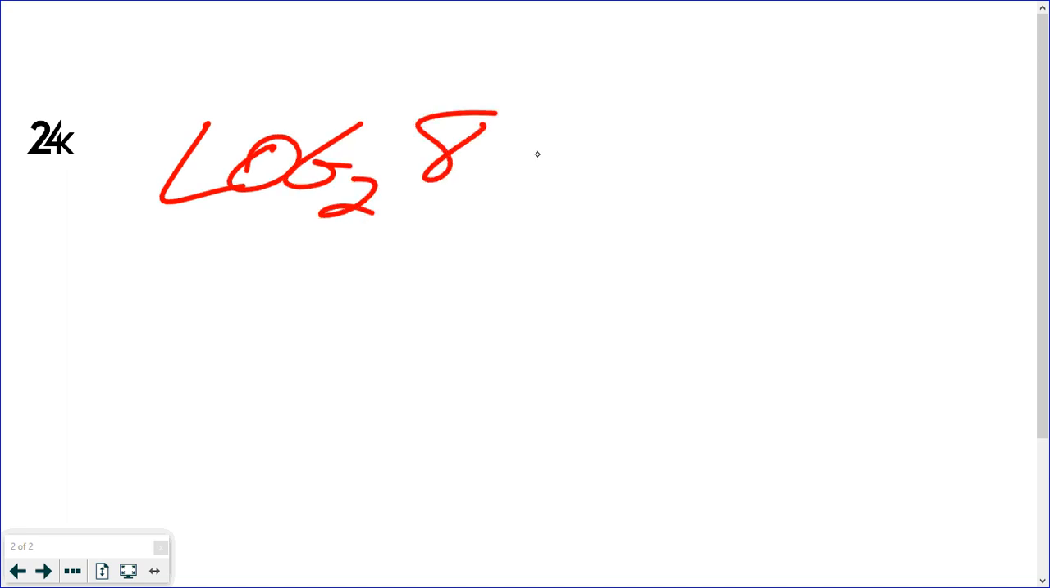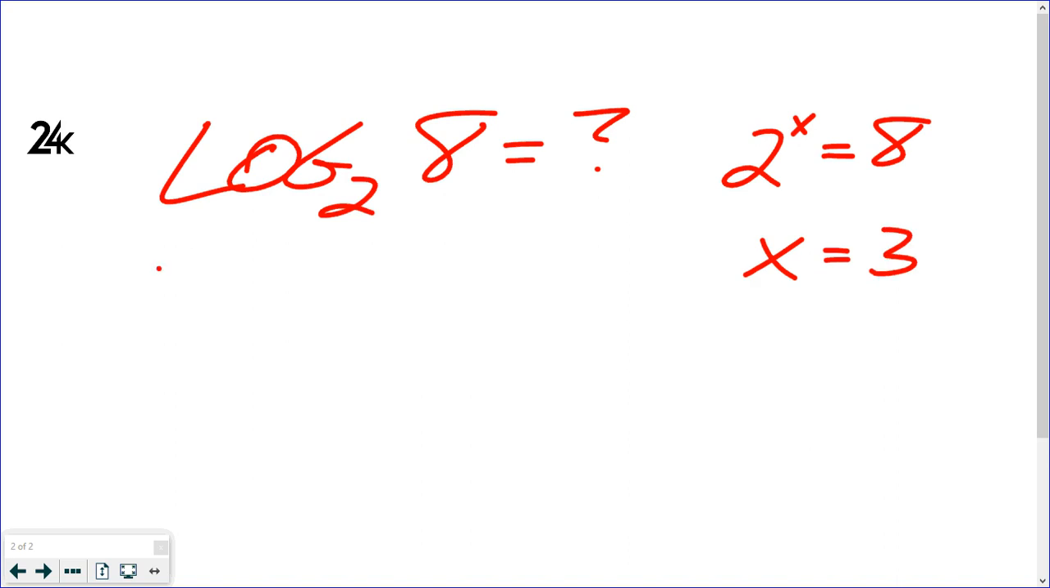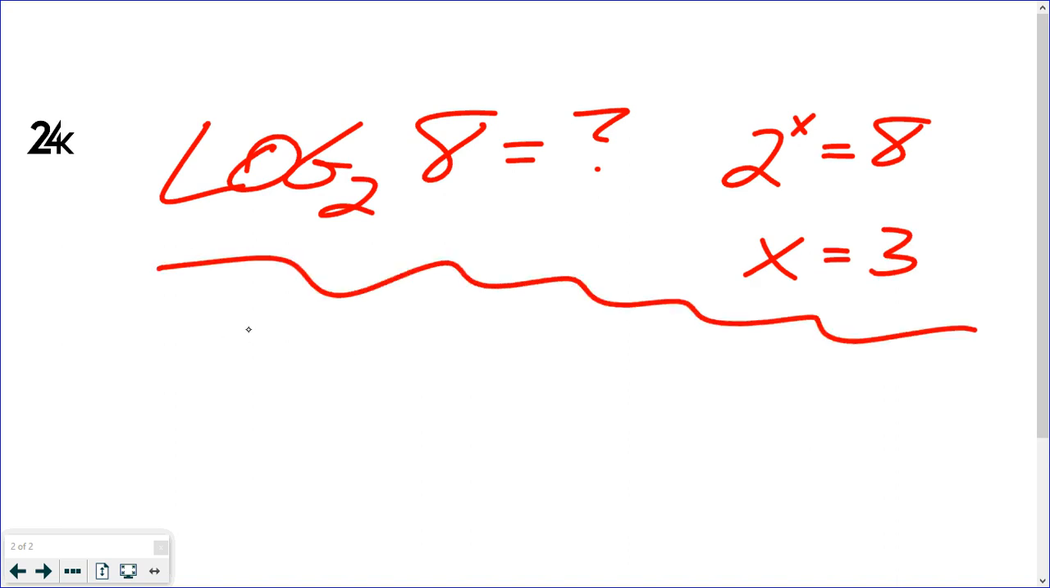Okay, so if you remember, we were talking about logarithms like this. And you're like, what does that equal? Well, the question is this: 2 to what power equals 8? Sometimes you can do it in your head, and sometimes you can't. So this answer is 3. But let's just say that you didn't know it was 3. How would you do that problem?